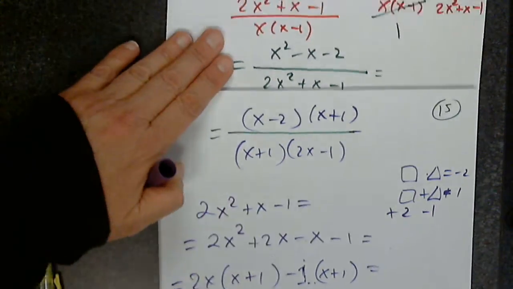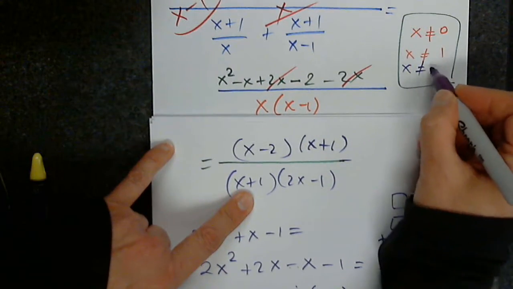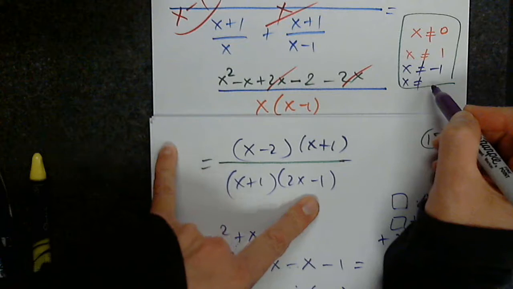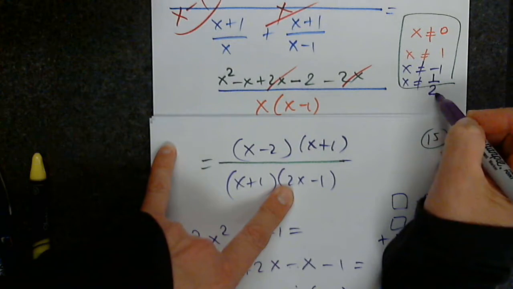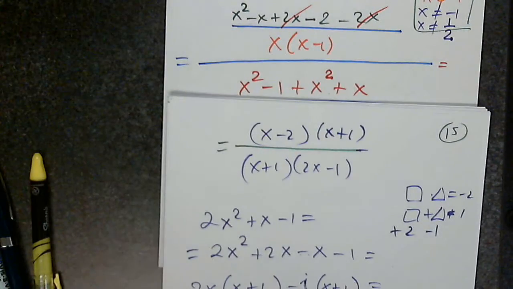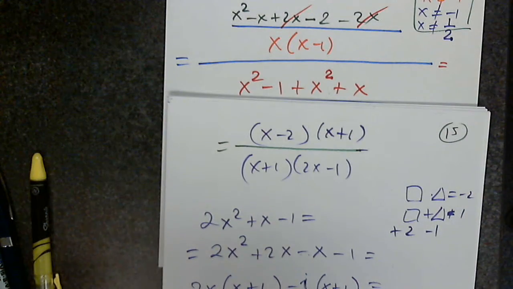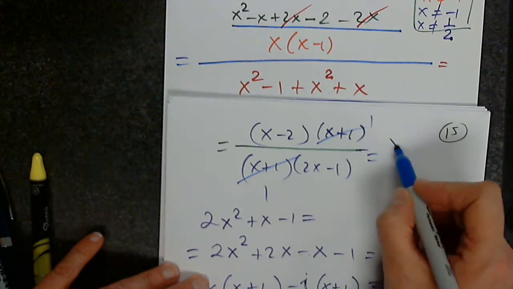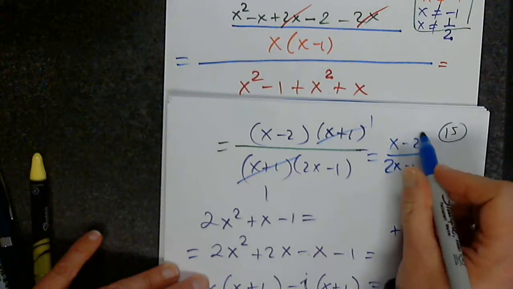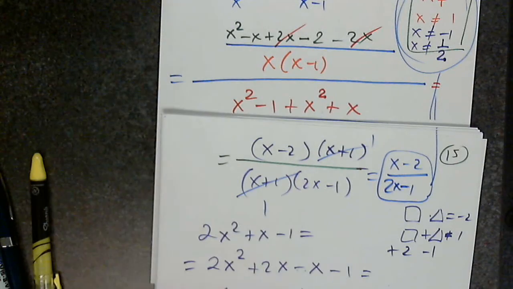So I'm adding 2 more restrictions to this list. Can anyone give us the restrictions? Negative 1, and positive 1 over 2. Good. So finally, after 2 pages of writing, but I do have big handwriting, I can get rid of x plus 1, and the simplified form is this, assuming those conditions are fulfilled.